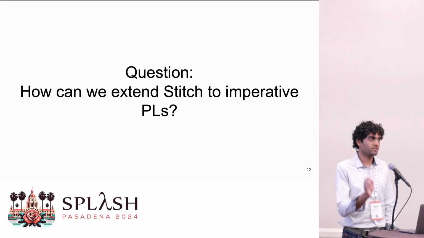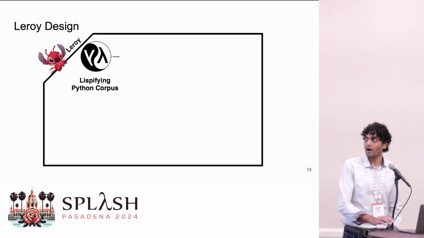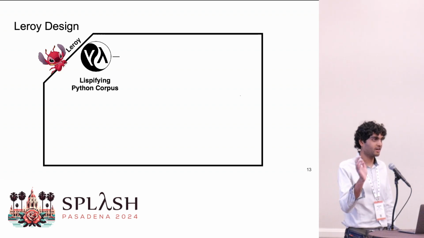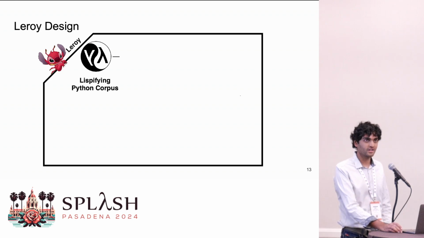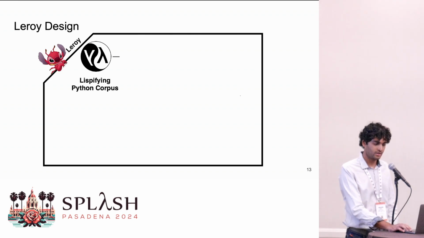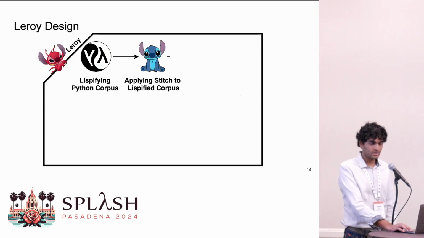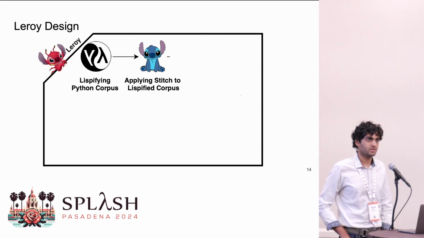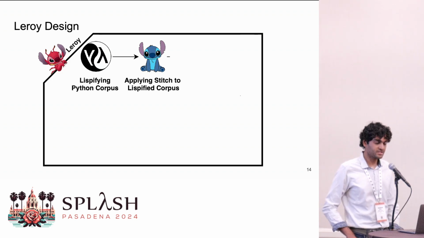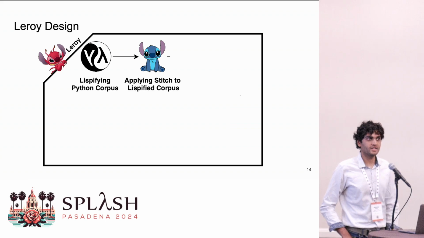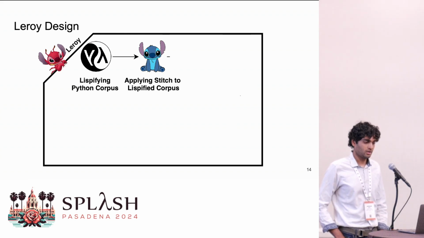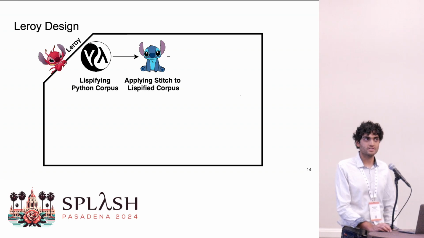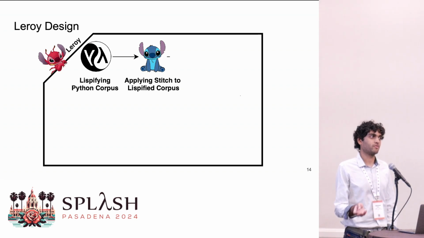We focused on a subset of Python to make sure things work, and this is how Leroy is designed. It starts off with taking the input Python corpus and converts it into a Lisp-like format, which is what Stitch accepts. Then we pass the whole corpus of programs to Stitch, and we ask it to generate abstractions. And since Stitch doesn't know anything about Python, it generates many abstractions that don't make sense. And the rest of our pipeline deals with filtering those out and enhancing them so that the abstractions are valid Python functions.